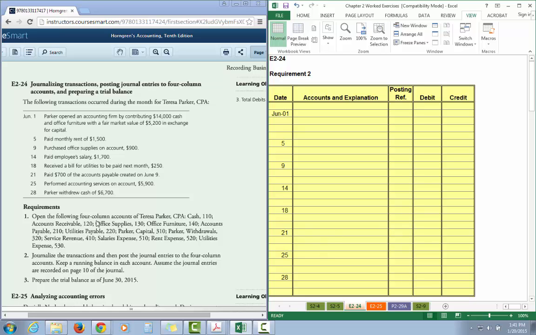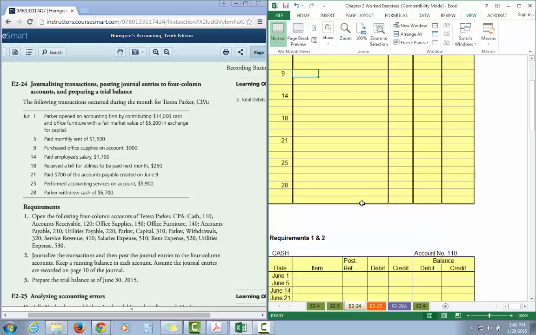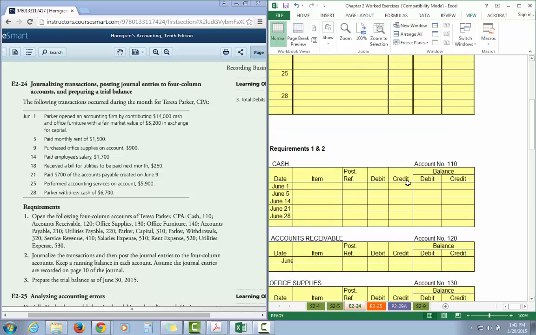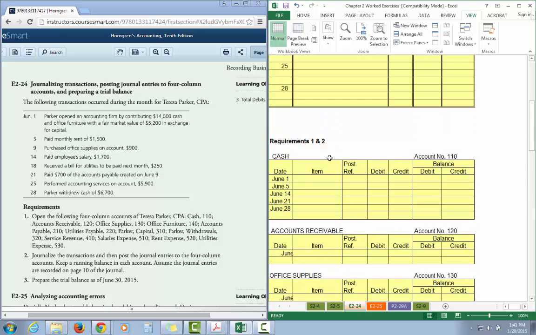Okay, so here it says open the following 4-column accounts of Teresa Parker, CPA, and they give us cash, accounts receivable, and so on. And I've actually uploaded an Excel file with all of these work problems for you and have them already opened down here. So these will be the T accounts down here. Now, the T account we showed in the PowerPoint slides is more simplified, it's just this portion of it. But this is an actual 4-column setup.